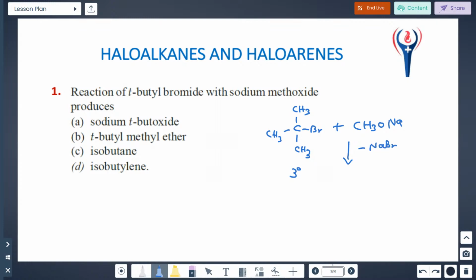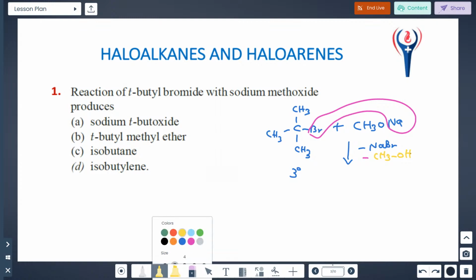Remaining, the CH3O takes one hydrogen from this methyl group. So this NaBr is removed, then CH3O plus one H minus CH3OH. This will be removed. Remaining will be the compound.